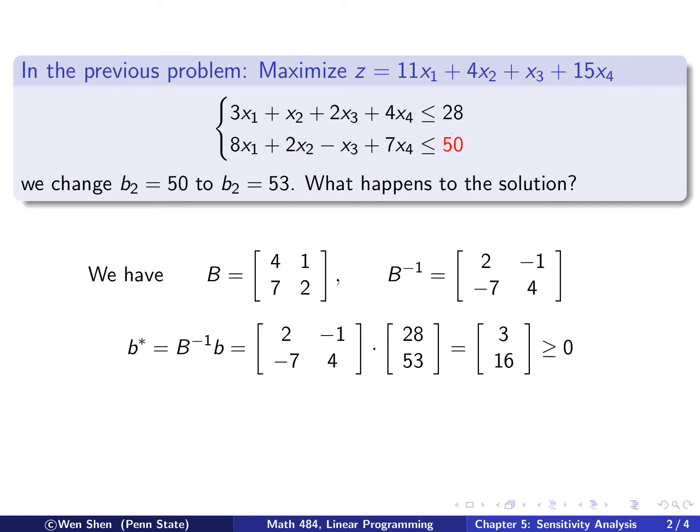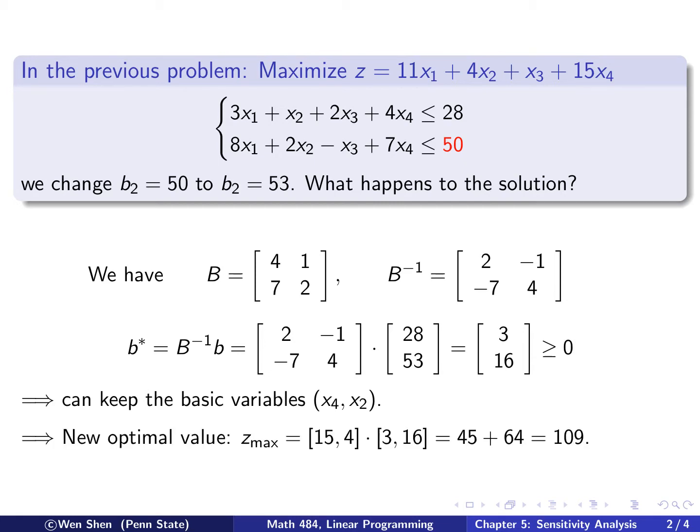So it's bigger than 0, so that's okay. This means I can keep the basic variables, which are x4 and x2. They can still serve as basic variables. And then what will be the new optimal value? Well, the new optimal value would use the coefficients 15 and 4 for x4 and x2, and the values for x4 and x2, that's 3 and 16. Let's put it in, and you work it out and you get 109.